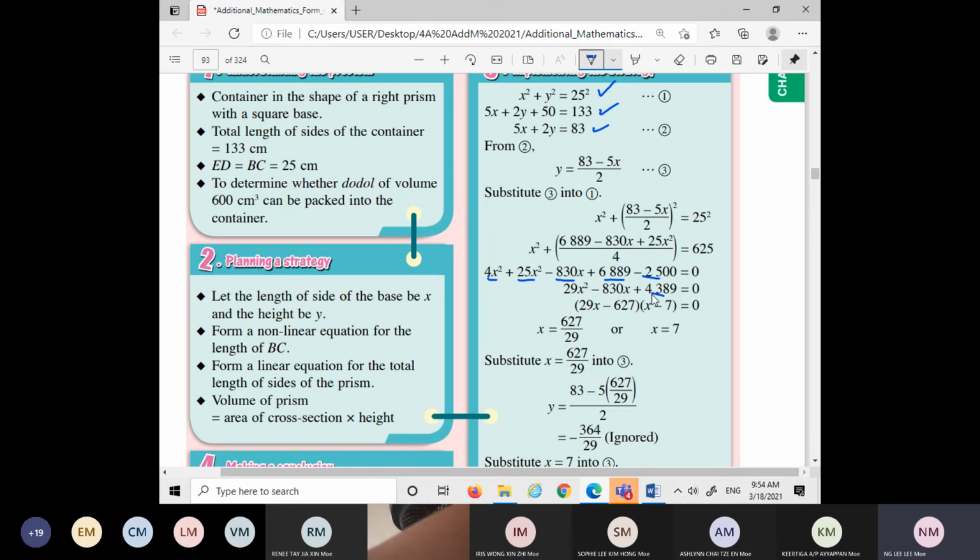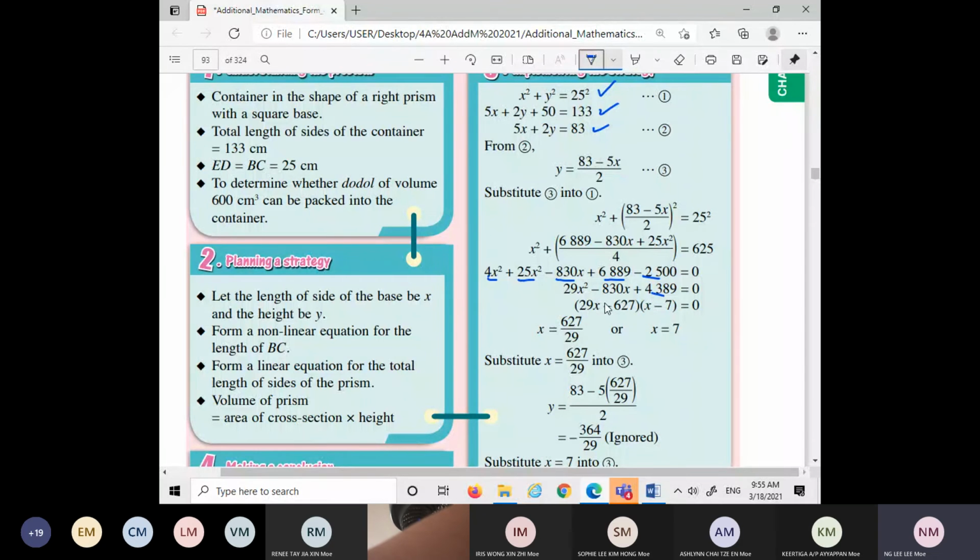Check and see whether you are able to simplify. 29 is a prime number, so you have to check whether 4389 can be divided by 29 or not. Suppose it cannot. Here they follow with factorization. This one, you see, the number is so big, it's not easy to factorize.